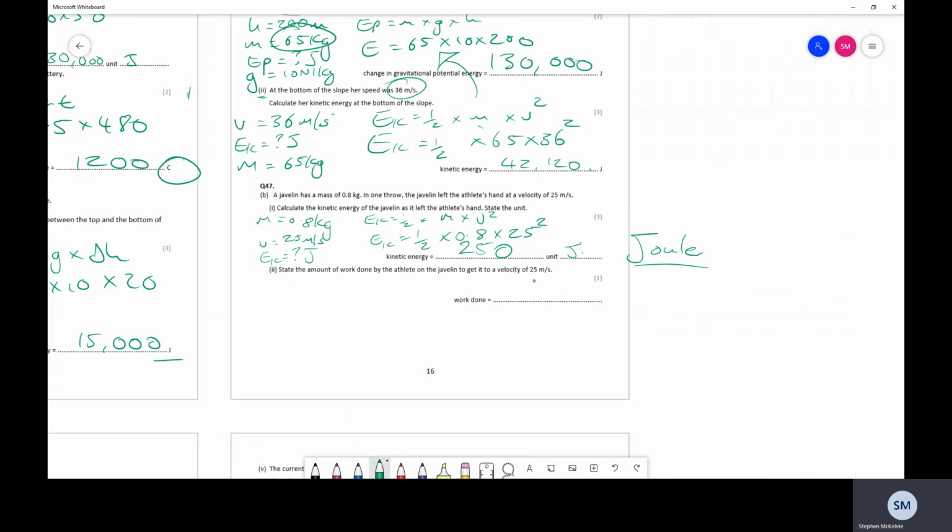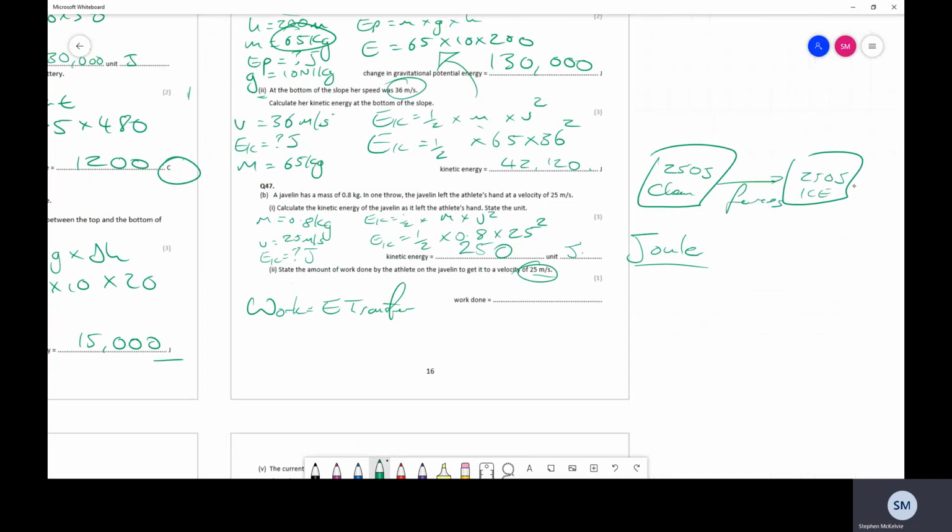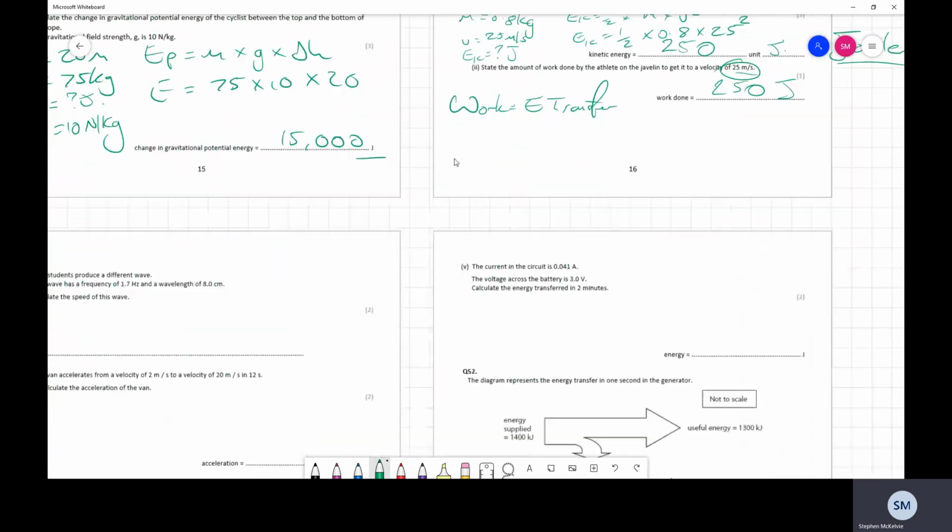State the amount of work done by the athlete on the javelin to get it to a velocity of 25 meters per second. Well, work done is the same thing as energy transferred. So if the amount of kinetic energy that my object has is 250 joules, my object has been given 250 joules of kinetic energy. Then the amount of energy that was required, at the very least, and it'll actually be a little bit more, but not for the sake of this question, of chemical energy in the arm required to transfer that by forces will be the same thing. If I'm going to give it 250 joules of kinetic energy, then the work done is the 250 joules. So I don't have to do any maths, just that. I'm going to pop my unit in, because if you don't put the unit in, then you'll be sad.